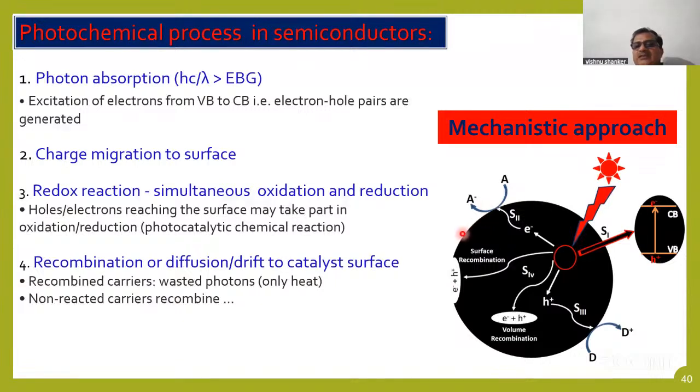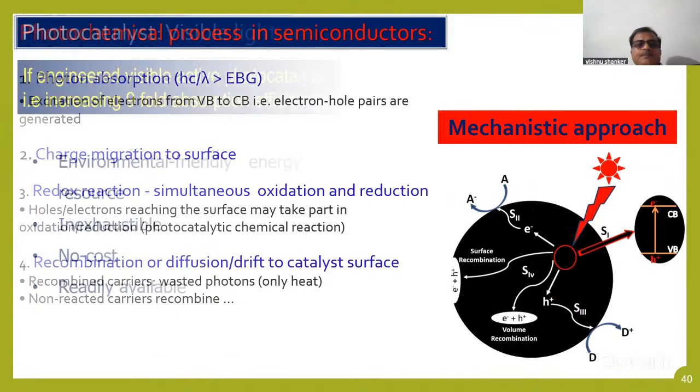So here the oxidation reduction process takes place. But simultaneously, one disadvantage is the recombination of the electron hole pair. Whatever is generated, electron hole pair recombination also takes place simultaneously. So you have to minimize the recombination process and maximize the charge separation, so that the oxidation reduction process can take place maximally, right?